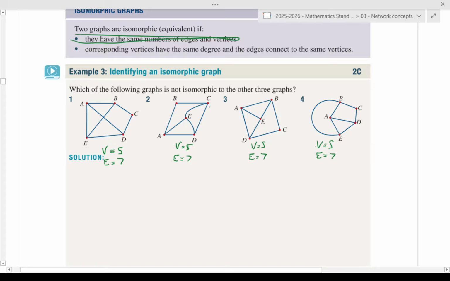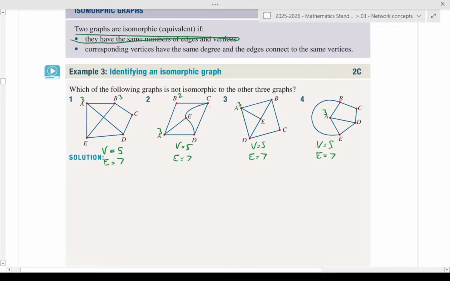The corresponding vertices have to have the same degree and the edges connect to the same vertices. So what we're going to do now is work out what is the degree of A. And what we'll do is just put a little number next to it. So A has 1, 2, 3, so its degree is 3. And let's check on the others. Yep, that's a degree of 3. That's a degree of 3, and that's a degree of 3. Cool. Let's check B. B has a degree of 3 as well.